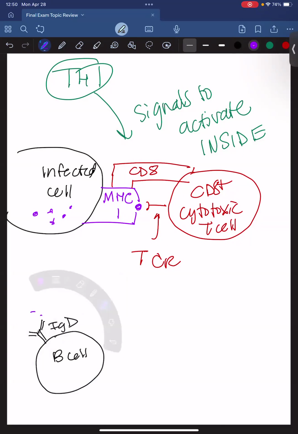It comes inside, it gets presented on MHC2.